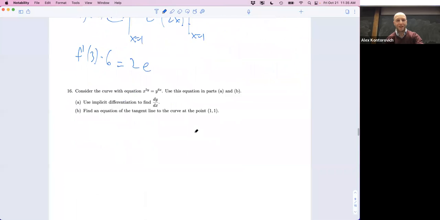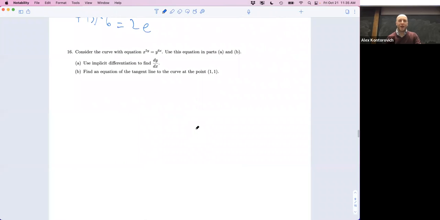Good? Next. Okay. Consider the curve of this equation. Use implicit differentiation. I would take logs of both sides of this. 5y natural log of x is equal to 6x natural log of y. Differentiate, you'll get a y prime in each of the pieces. Solve for y prime. I think you guys can do this, right? Next.